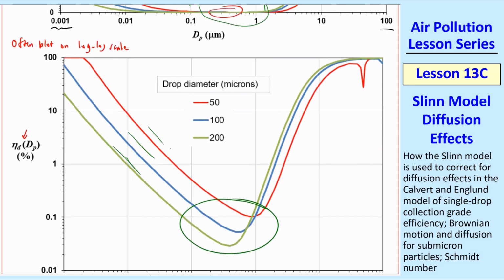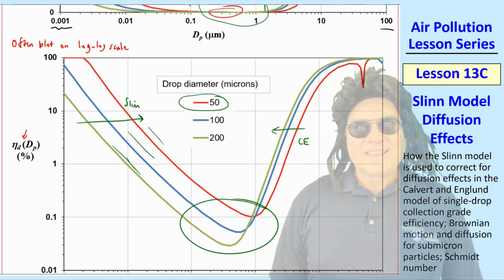And again, larger raindrops do better in the CE portion, but it's the opposite case for the Brownian motion portion. The Slinn model's predicting that the smaller drop diameters here, 50, do a better job than the bigger raindrops. So if you're trying to collect really tiny particles, you'll want to use small raindrops.